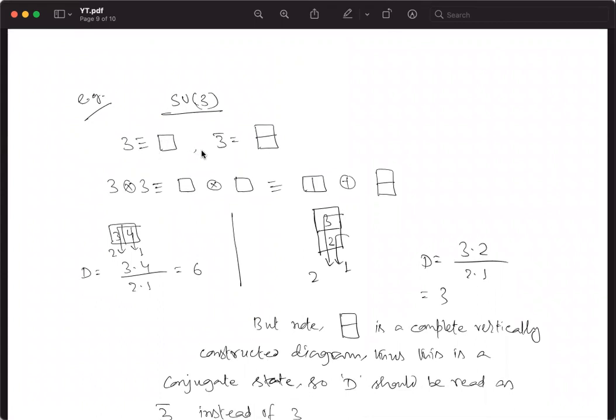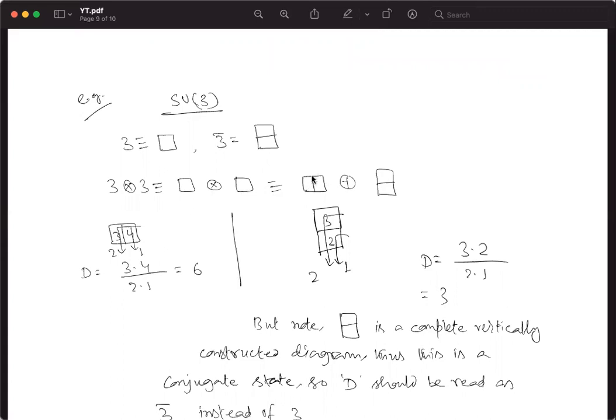Okay, so now 3 bar would be N minus 1 number of vertical boxes. So that's these 2 vertical boxes. Now you can see immediately a departure from SU(2): this 3 and 3 bar are represented by two different Young diagrams, right? So now if you calculate 3 cross 3, it's a product of two such boxes.